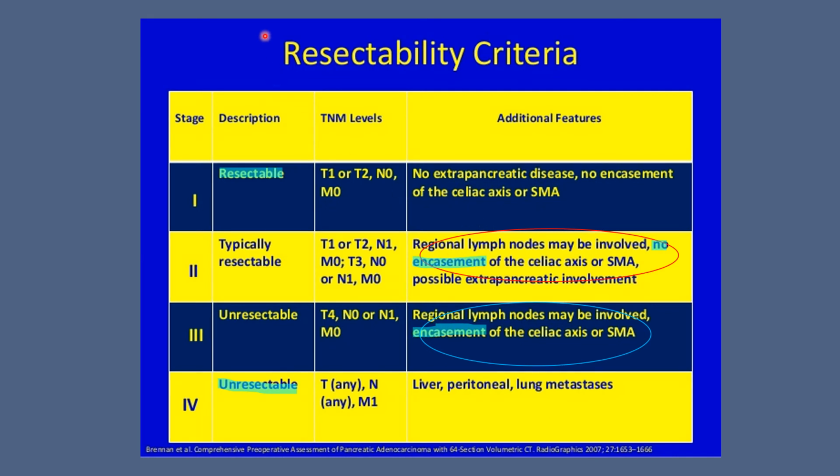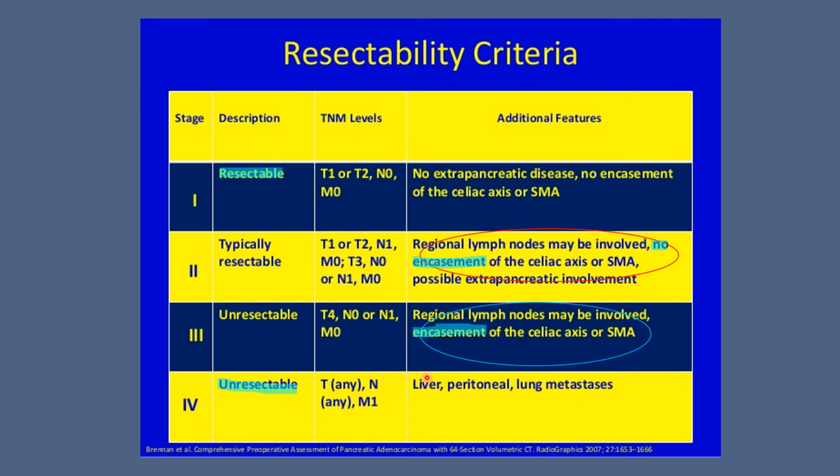What are the criteria to decide the resectability of the pancreatic tumor? Okay, in stage 1 and stage 4, there's no controversy. In stage 1, when the tumor is within the pancreas, the lymph node is negative, and there are no distant metastases, it is clearly an early cancer that can be subjected to definitive surgery, so it's resectable.